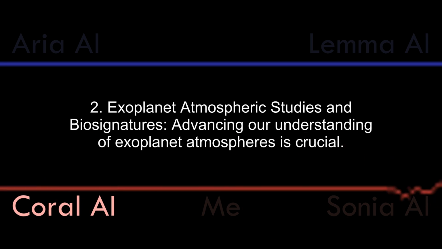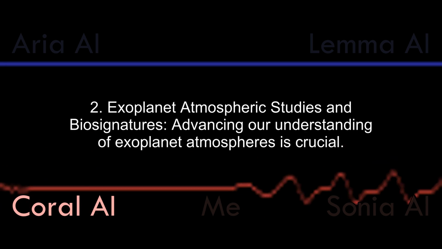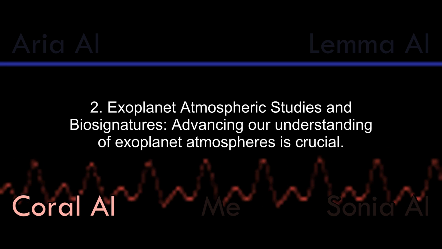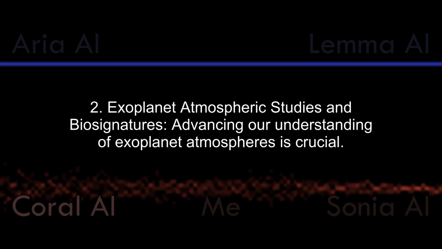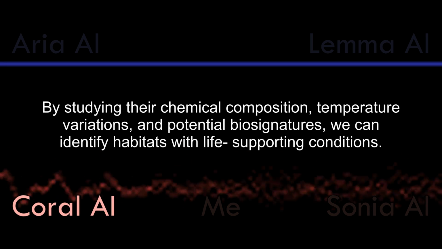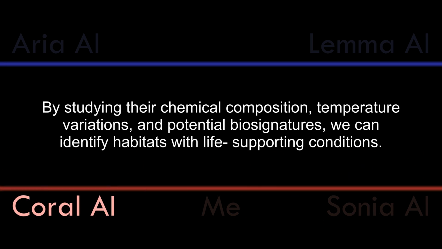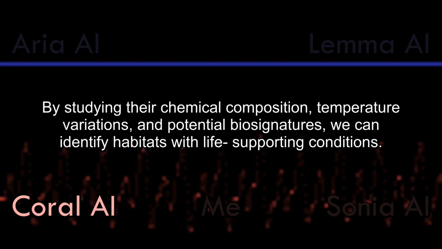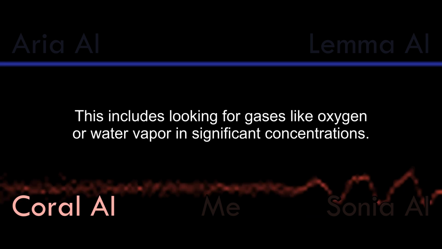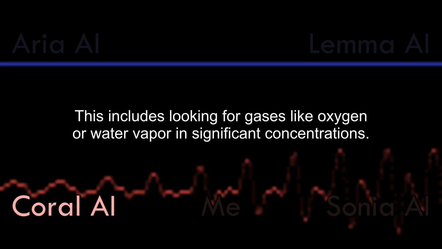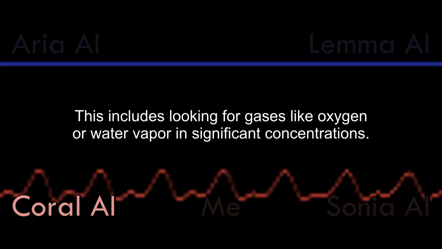2. Exoplanet atmospheric studies and biosignatures. Advancing our understanding of exoplanet atmospheres is crucial. By studying their chemical composition, temperature variations, and potential biosignatures, we can identify habitats with life-supporting conditions. This includes looking for gases like oxygen or water vapor in significant concentrations.